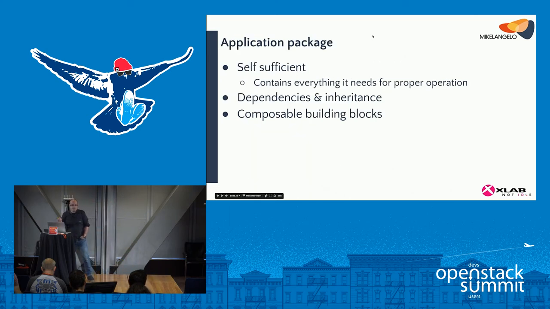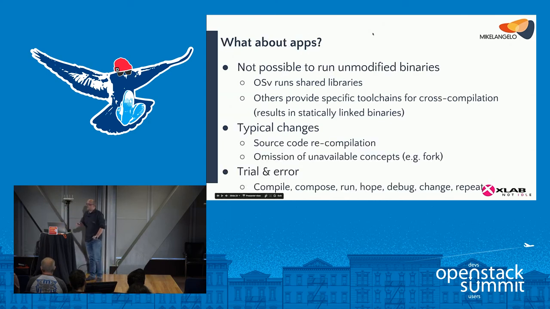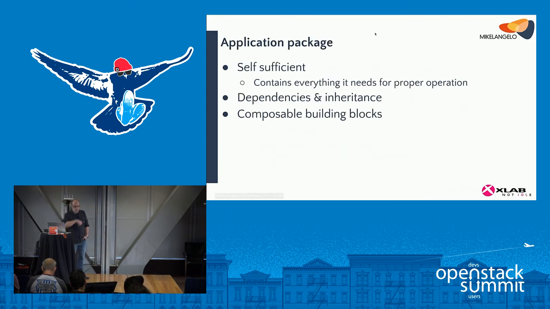Okay, and then comes what we've been doing in the project to support this last step, so basically compose and run applications in a unikernel. So we've decided that we would like to have support for application packages that are basically composable building blocks. So we take the kernel itself. That's one module that we would like to include in our image.